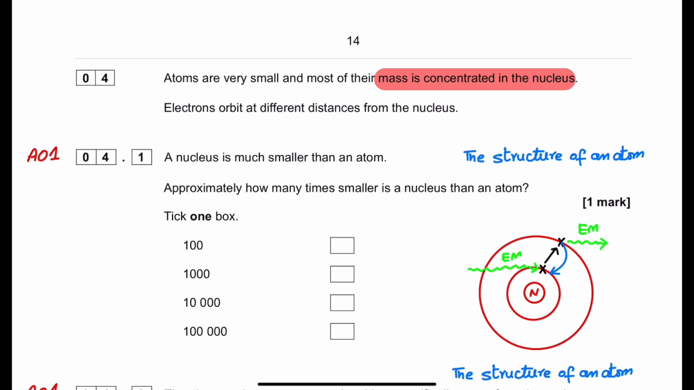The size of the nucleus is about 10,000 times smaller than the size of an atom. So the answer is 10,000 times.